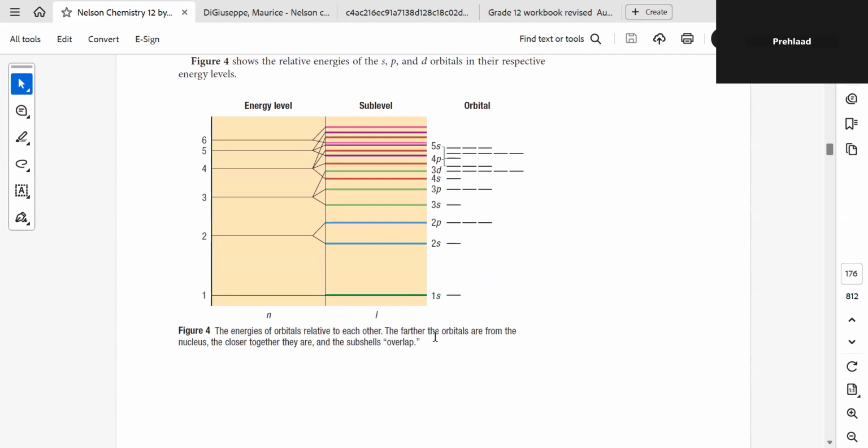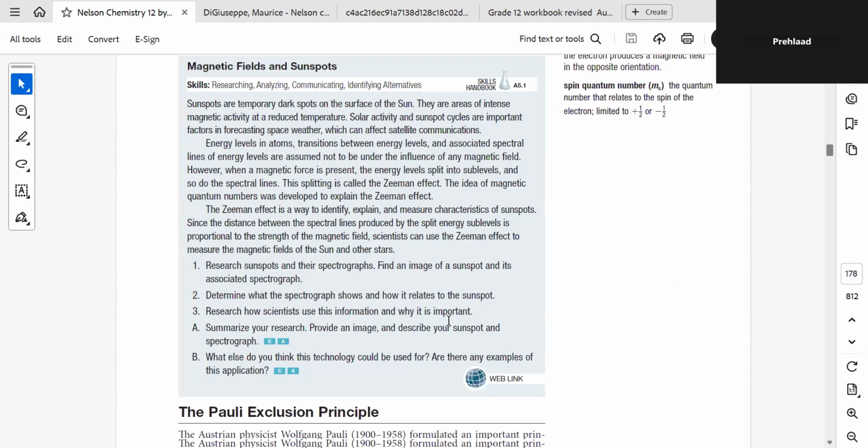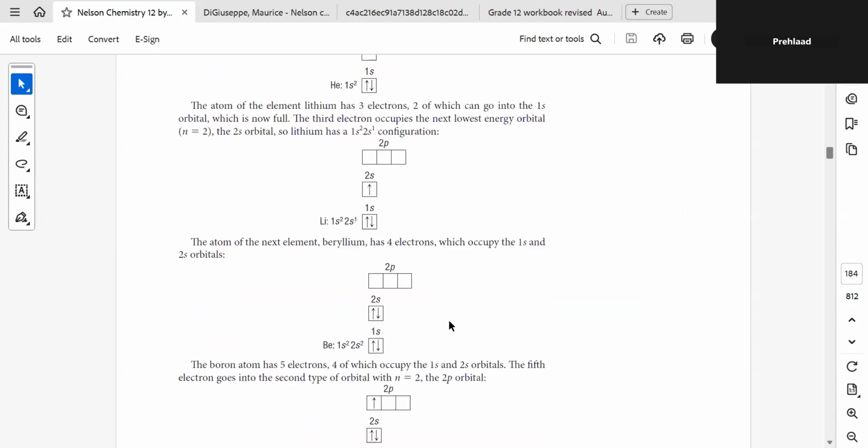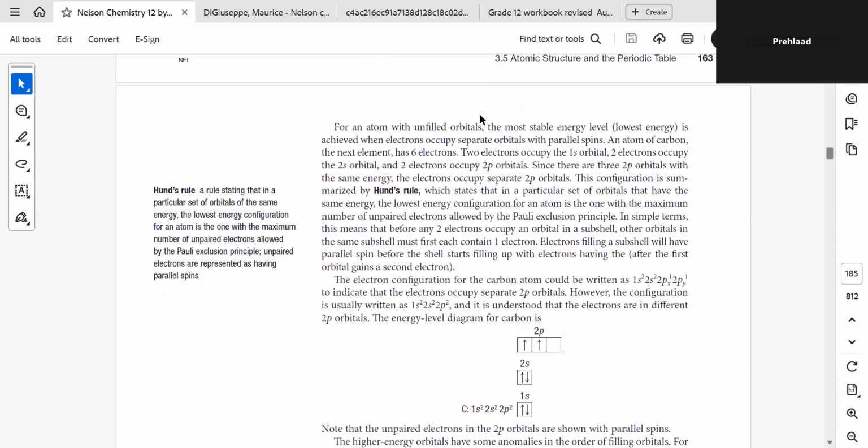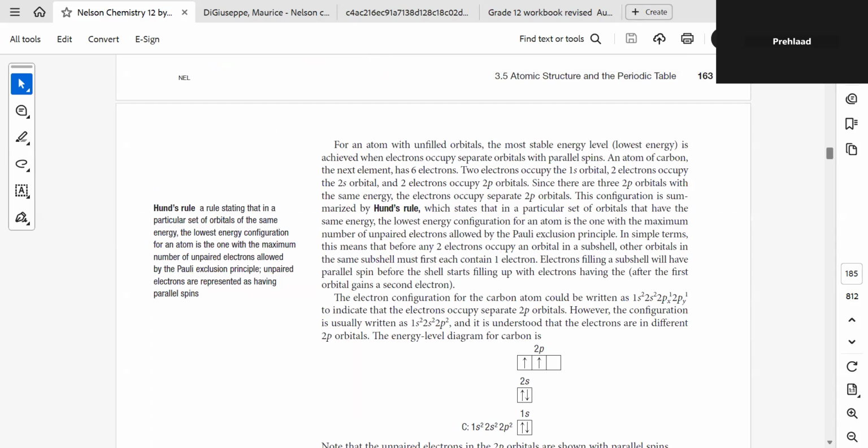Is this clear? Now, do you need to memorize this? Absolutely not. How we can remember this is just go to ptable.com.